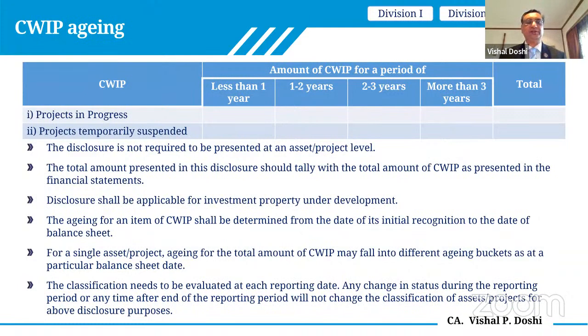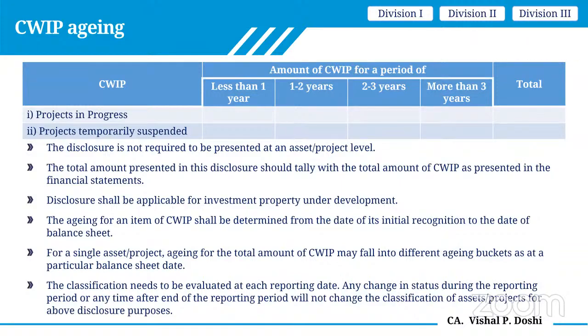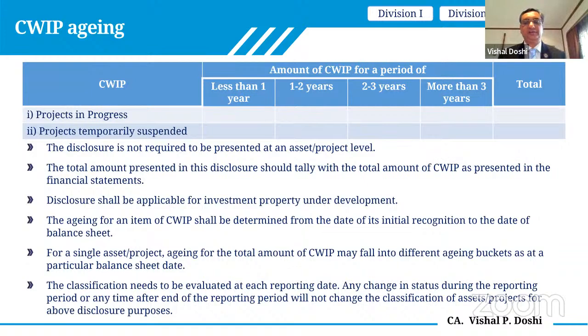One is projects in progress and projects temporarily suspended. Again, the status as at the balance sheet date has to be seen. So let us say hypothetically that there was some project, which as at 31st of March was temporarily suspended, which subsequent to March, but before the sign off, is now under progress. But as on 31st March, you will have to evaluate that it is temporarily suspended and show that under temporarily suspended.